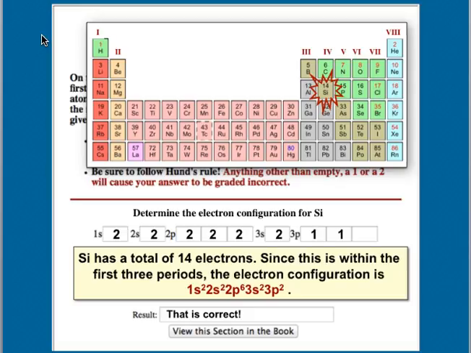Now, why do we care about this? We care about this because, as I said earlier, the electrons that are in the highest energy levels, so for silicon, it's these guys, these are called valence electrons. These are the ones that are going to form bonds.